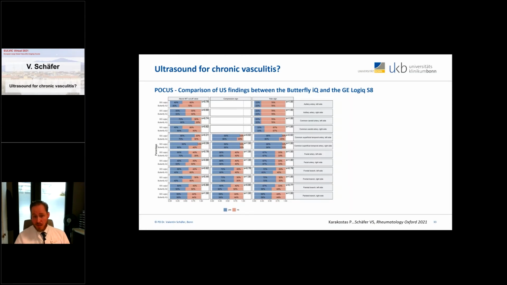And this was published in Rheumatology, and every patient was diagnosed as GCA. Of course, concordant findings were not 100%, but you can see the kappa values for each artery between the two devices were very good. And I will conclude my talk.